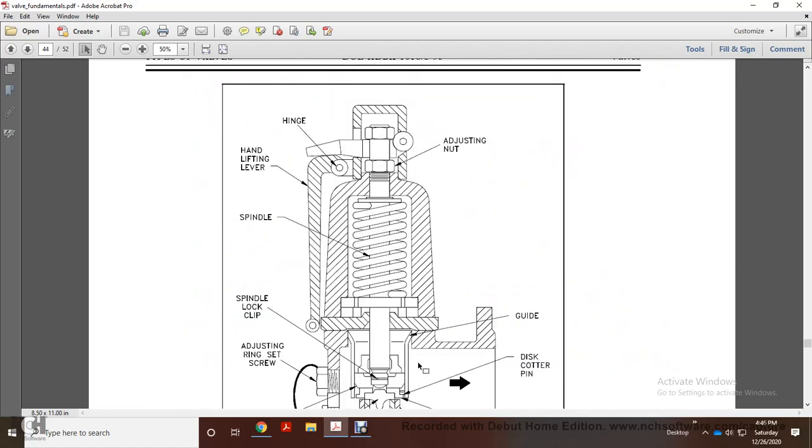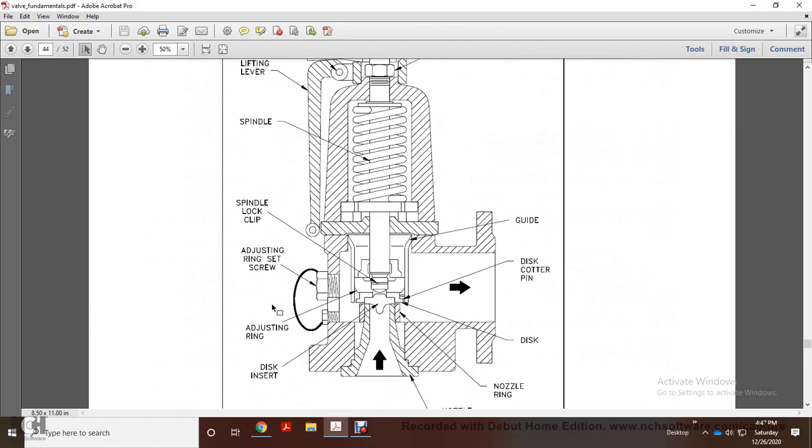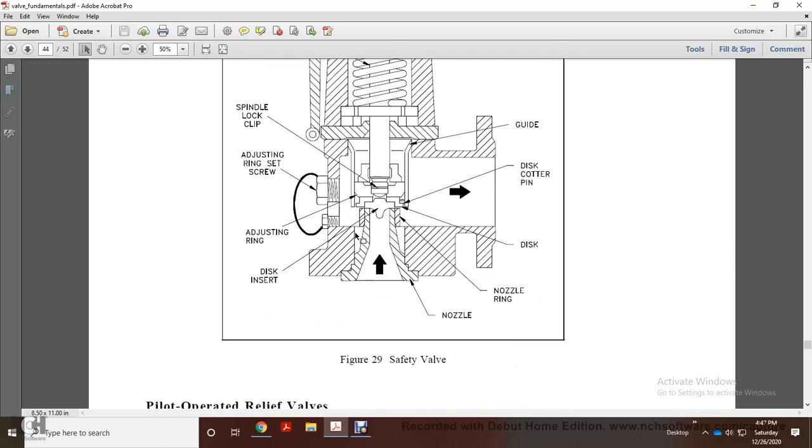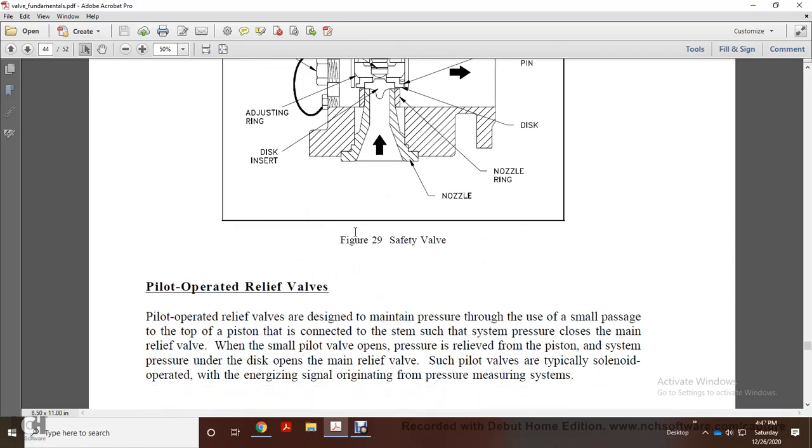The figure shows the adjusting nut, the hinge and lifting lever, spindle locking clip, adjusting ring screw, adjusting ring, disc insert, nozzle ring, and disc cotter pin guide, with arrows showing the flow path. And that's a safety valve.